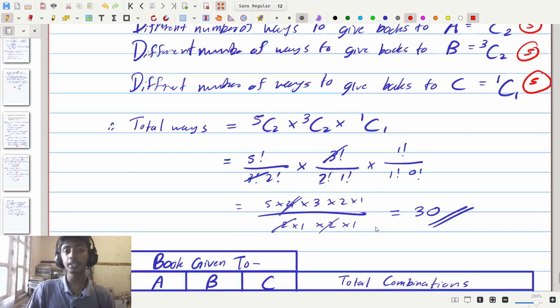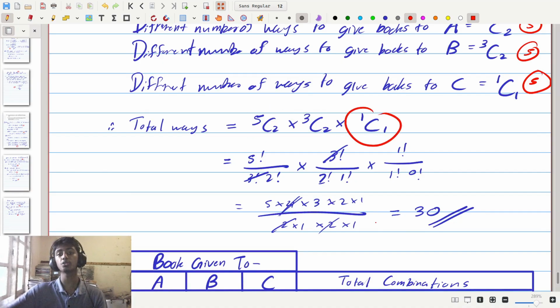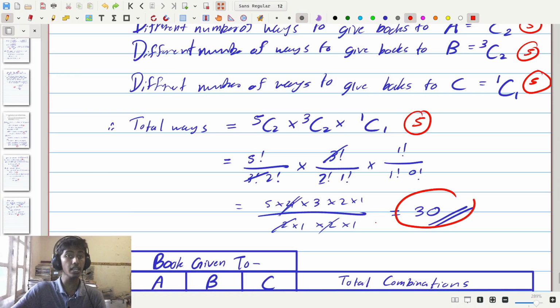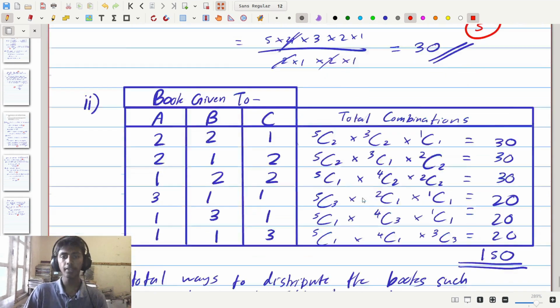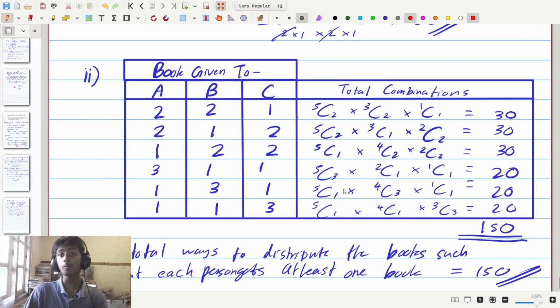Then, when you say that the total number of ways that you're going to have to distribute each of these books is going to be the product of these 3, which is 5 choose 2 times 3 choose 2 times 1 choose 1, we're going to get another 5 marks. Then, when you successfully simplify all of these down to get your final answer correctly of 30, you're going to get another 5 marks. Now, for the next part, you're generally expected to make a table like this.